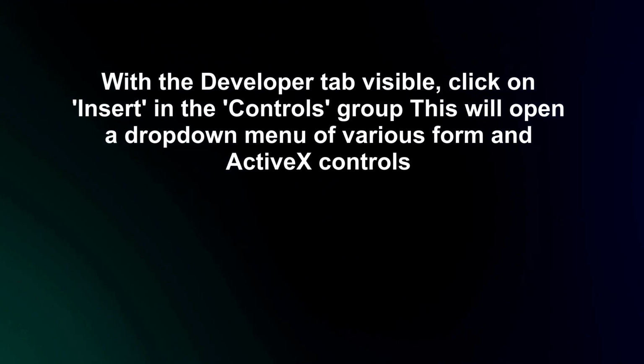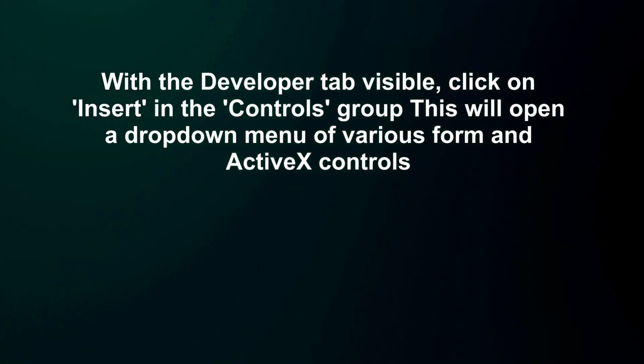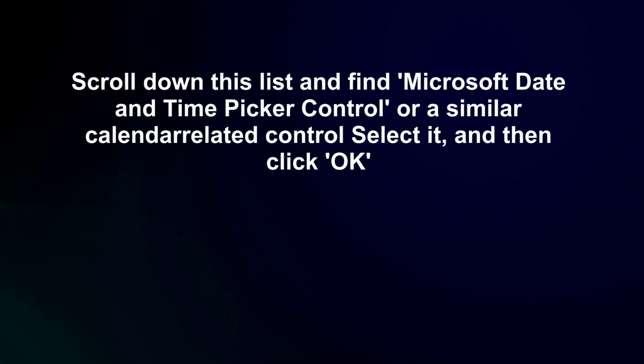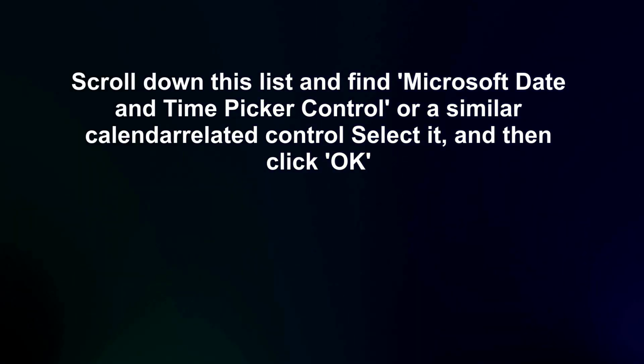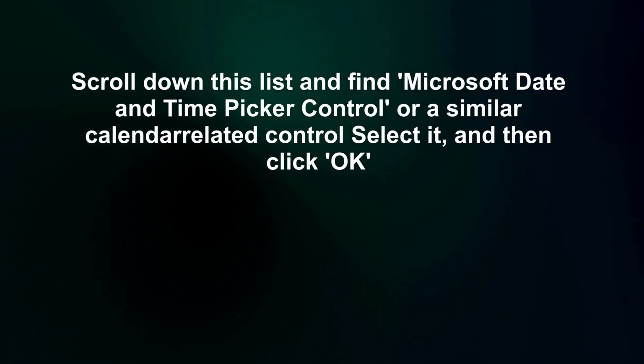With the Developer tab visible, click on Insert in the Controls group. This will open a drop-down menu of various Form and ActiveX controls. Scroll down this list and find Microsoft Date and Time Picker control or a similar calendar-related control. Select it, and then click OK.